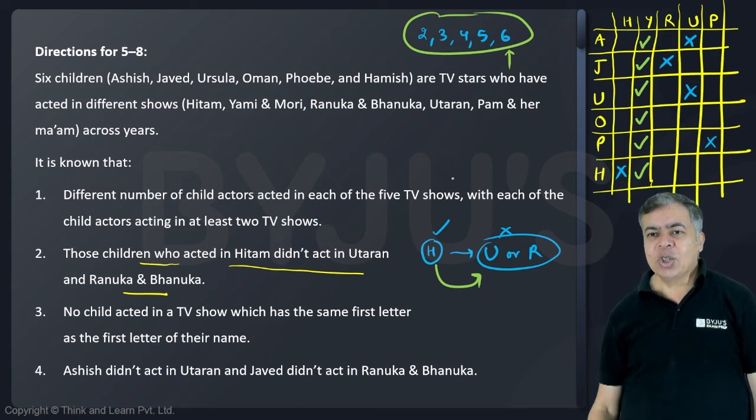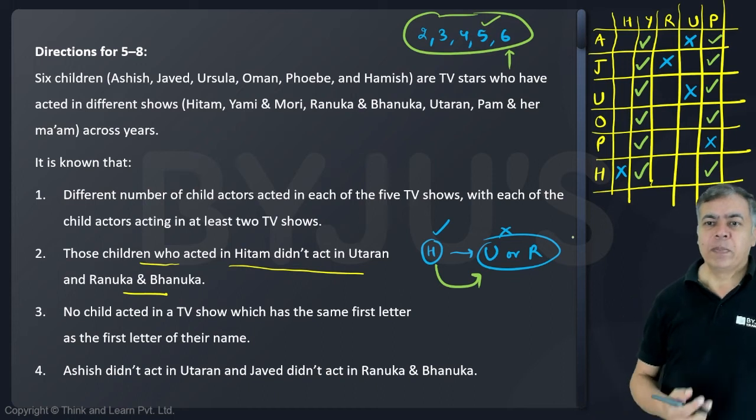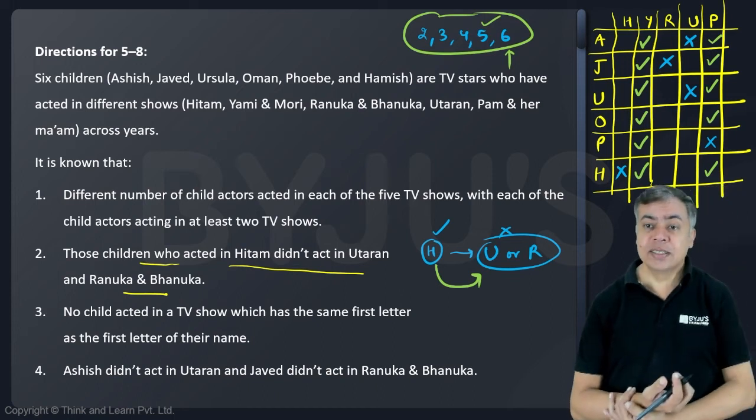So that means the only possibility for 5 actors is P. P can have only 5 actors. P can have 5 actors. That is true.